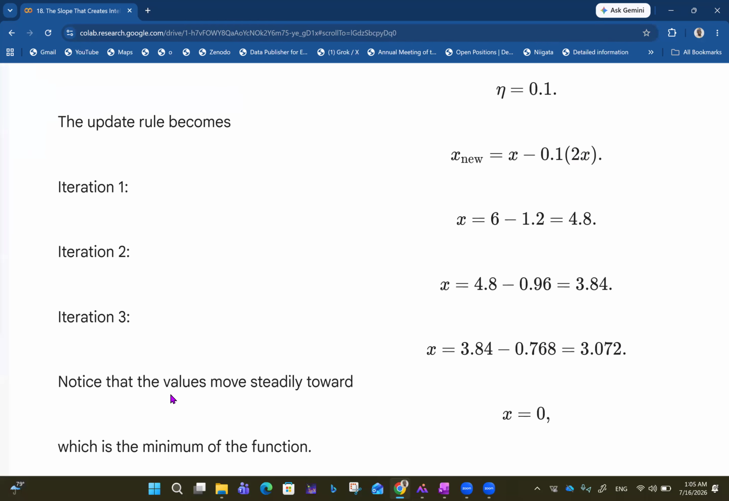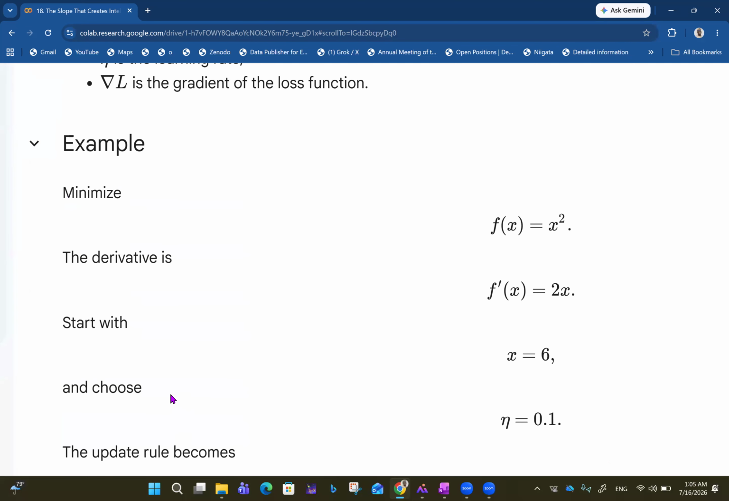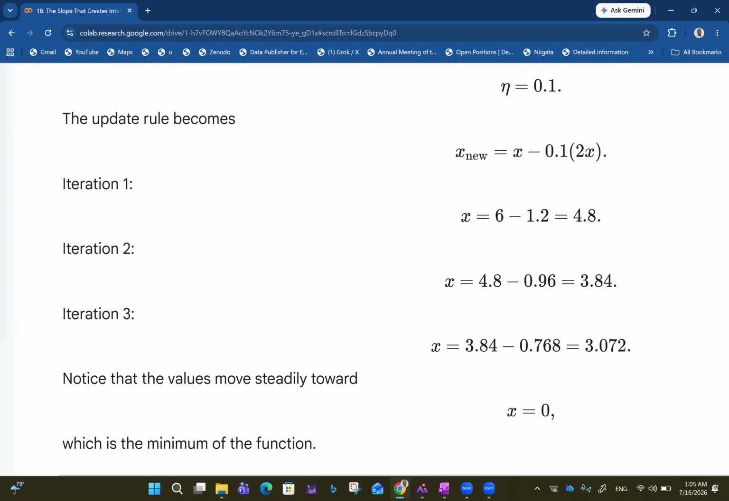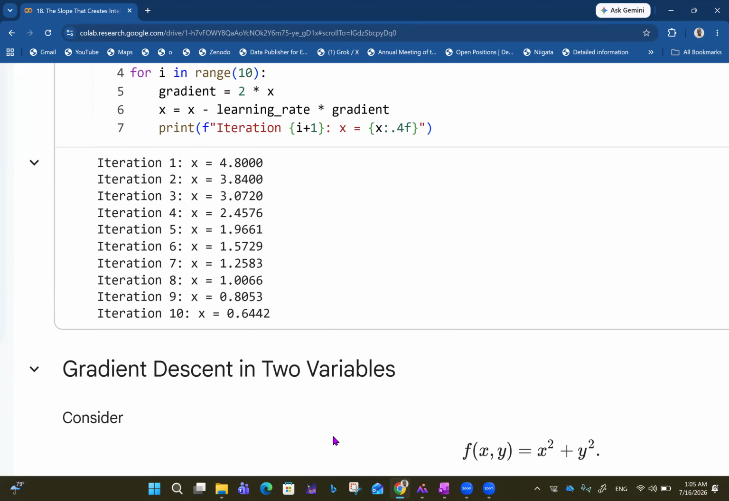Notice that the values move steadily towards zero. The value will move towards the minimum value of x squared. If you plot x squared, the minimum point is x equals 0. So if you keep going, it gets you to x equals 0, which is the minimum of the function. The lowest loss corresponds with the lowest point of the function you are minimizing.